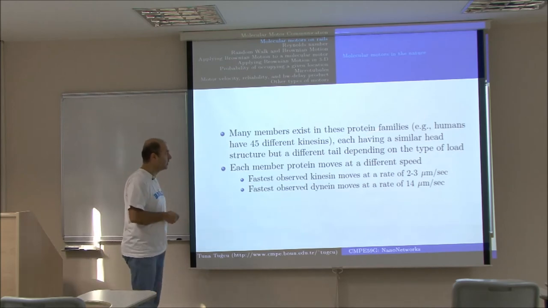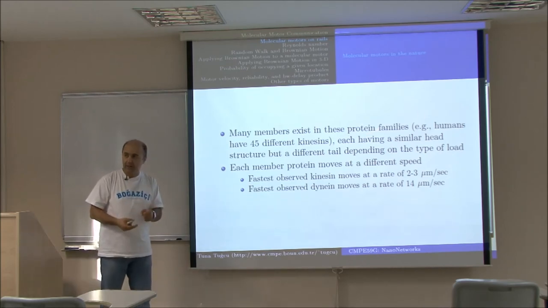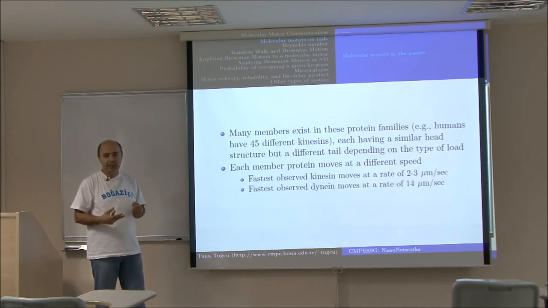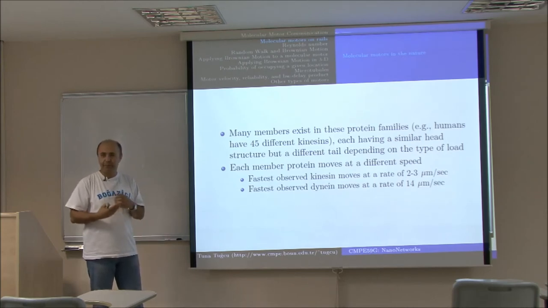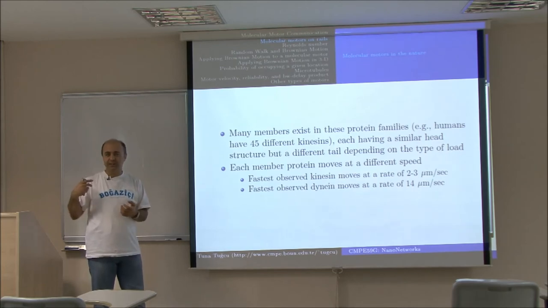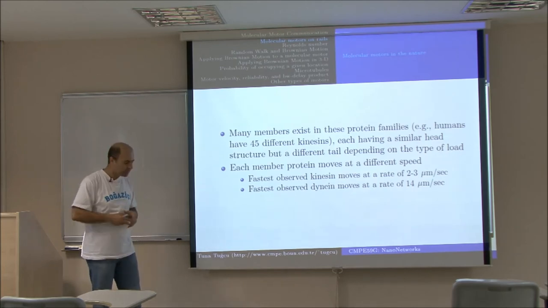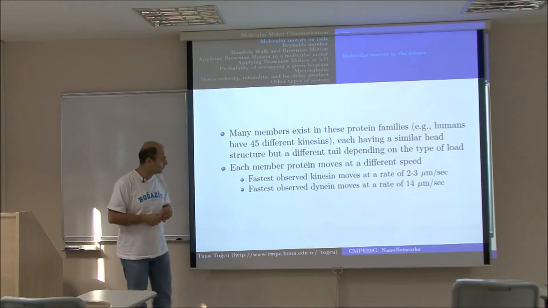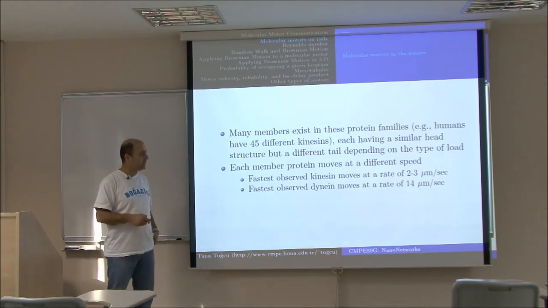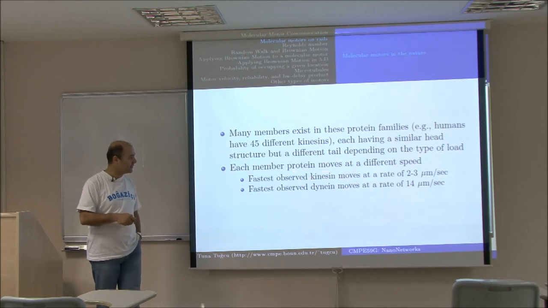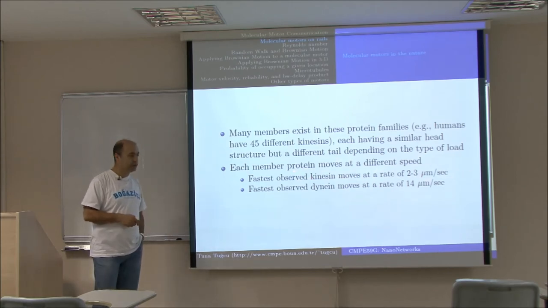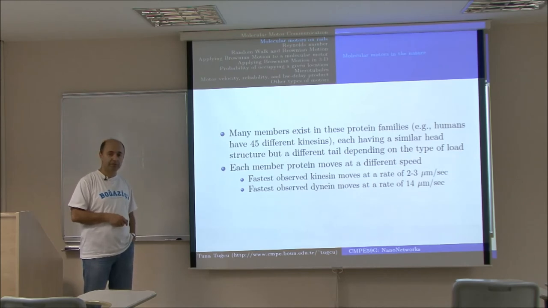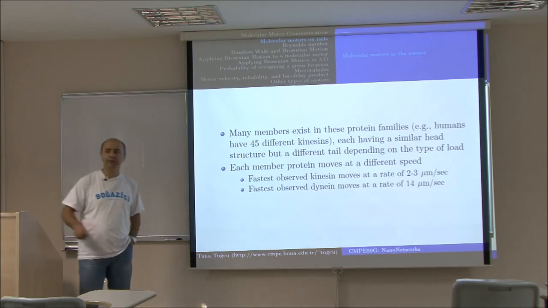Each has a similar head structure to attach to the microtubule. That side is the same because no matter what type of load it's carrying, it's attaching to the same microtubular system. So the head part is the same, but the tail part, which is connecting to the vesicle, is different, depending on what type of load it's taking. Each member protein moves at a different speed, like the fastest kinesins move at a rate of 2 to 3 micrometers per second, whereas for dynein, it's around 14 micrometers per second.